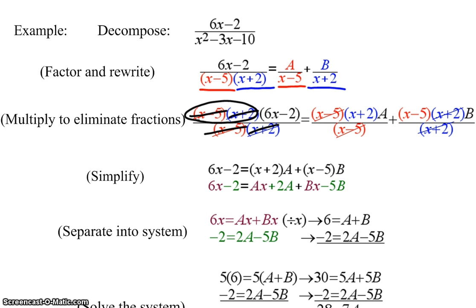On the first one, only the denominator cancels and the other denominator gets multiplied by the A. And on the second one, only the denominator gets canceled and the other denominator gets multiplied by the B. This takes us right back to that shortcut that I taught you for adding complex fractions, the crisscross. Now, on the next line, all I did was rewrite the problem without the denominators and then distribute through. So I ended up with 6x minus 2 equals Ax plus 2A plus Bx minus 5B.